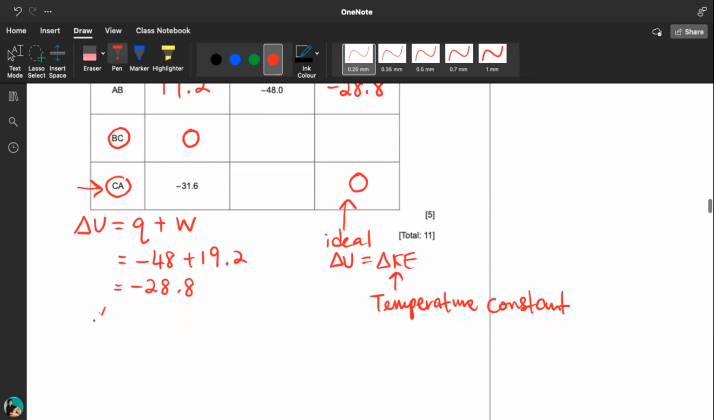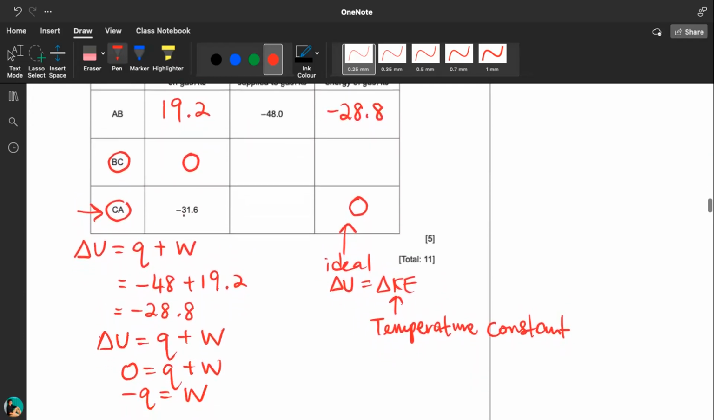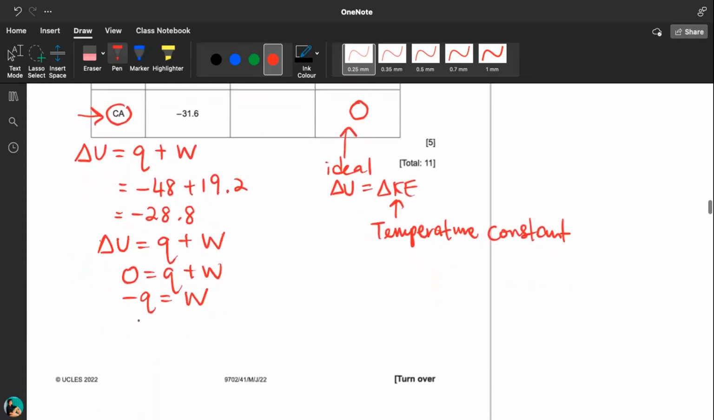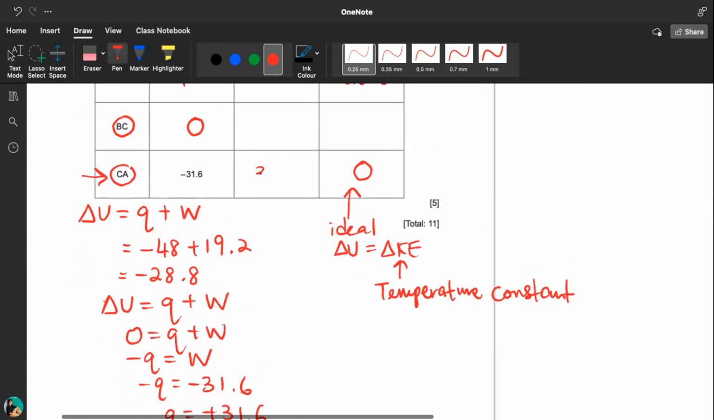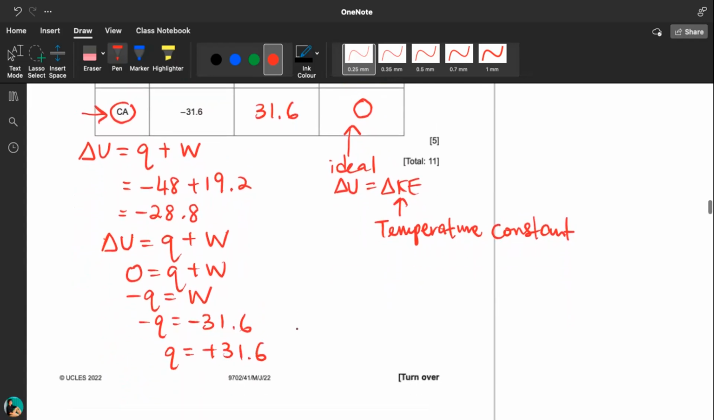Now, again, change in internal energy equals Q plus W. 0 equals Q plus W, and minus Q equals W. Work done on gas is minus 31.6. So minus Q equals minus 31.6. Q is a positive 31.6.